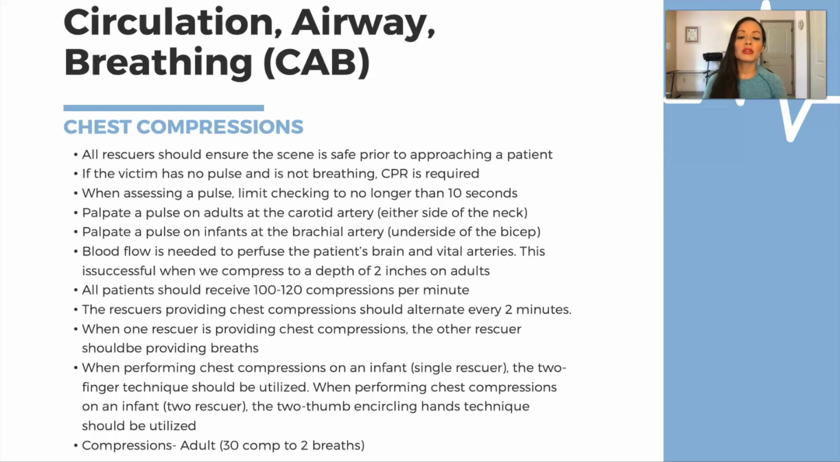Palpate a pulse on infants at the brachial artery, underside of the bicep. So in infants, you're going to palpate the brachial artery. Blood flow is needed to perfuse the patient's brain and vital arteries. This is successful when we compress to a depth of 2 inches on adults. All patients should receive 100 to 120 compressions per minute.